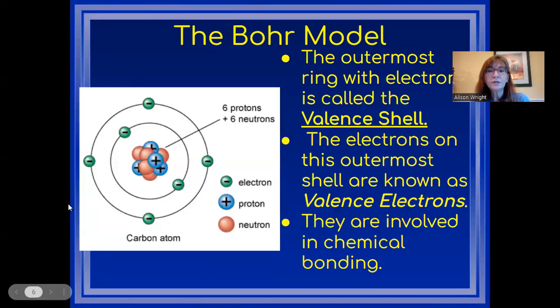Here's a little teaser about something we'll learn a lot more about eventually. The outermost energy level that has electrons is called the valence shell. The electrons on this outermost shell are known as valence electrons, and the valence electrons are the ones that are involved in chemical bonding. So when we get to our bonding unit, that's going to become hugely important.